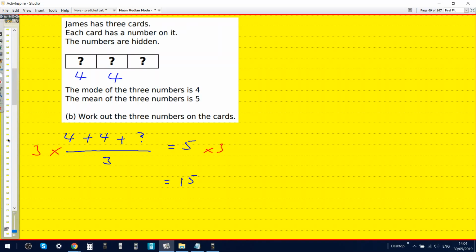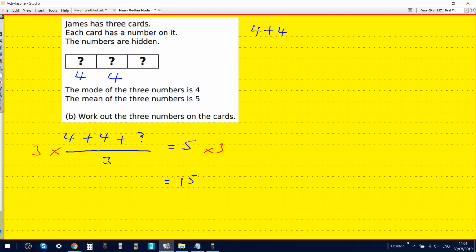The reason why you times by 3 was to get rid of the divided by 3. Of course. So basically, we've just got the 8. We know that it's 8, but how do we get from 8 to 15? So it's basically 15 take away 8. That's your answer. Take away 8, which is 7.